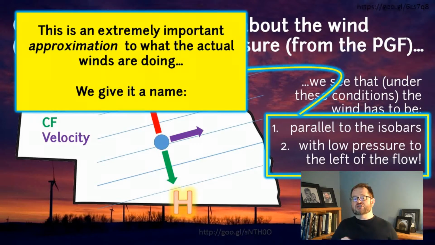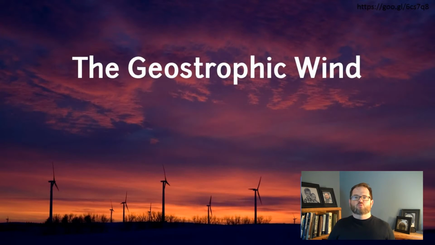In fact, this approximation is so good that the kind of winds we're drawing on this map is just drawing them as parallel to isobars, low pressure to their left, high pressure to the right. We give them a name. We call those geostrophic winds.